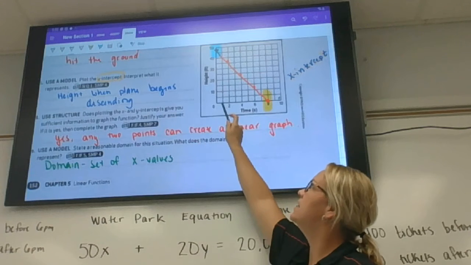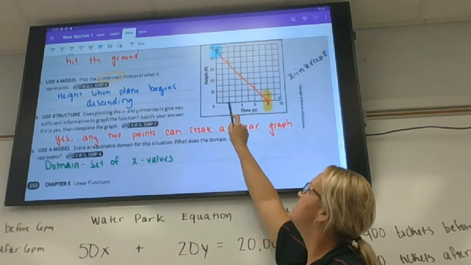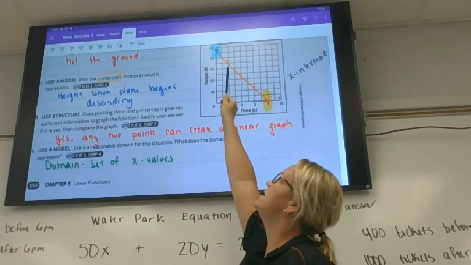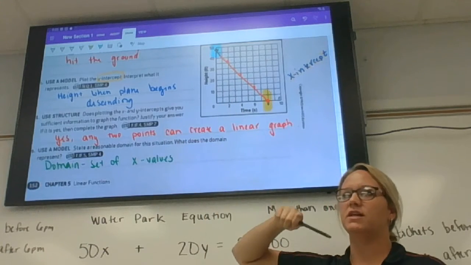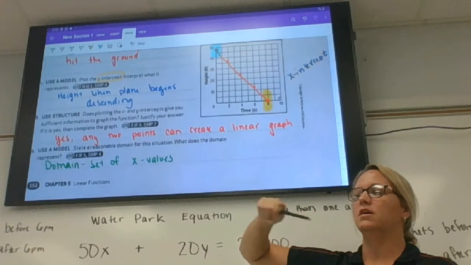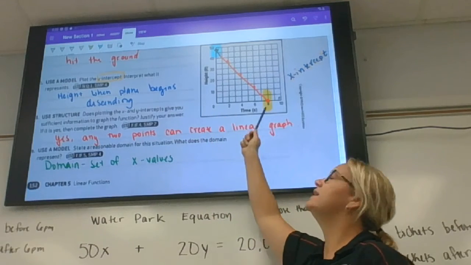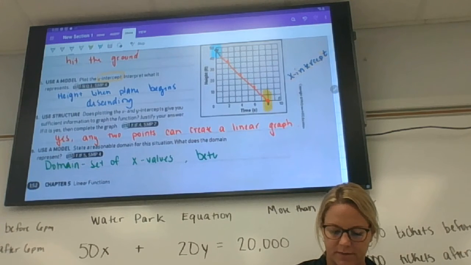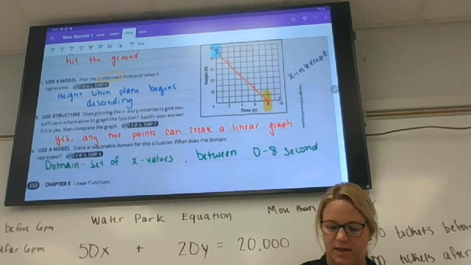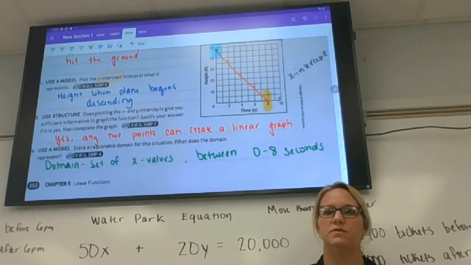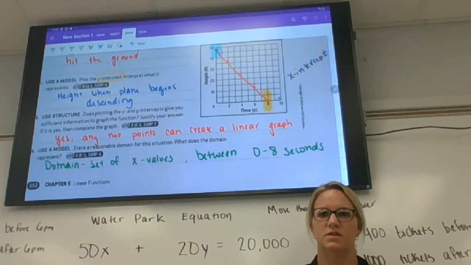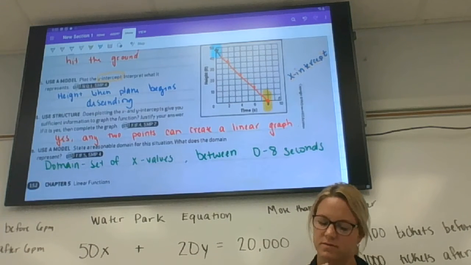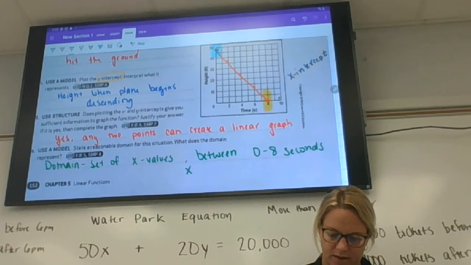But is the plane descending at 1? Yes. It exists at 3. The plane doesn't jump from 1 second to 2 seconds, 2 seconds to 4 seconds. The plane is descending between 0 and 8 seconds. So the domain we could say is between 0 and 8 seconds. And I'm going to show that using an inequality.